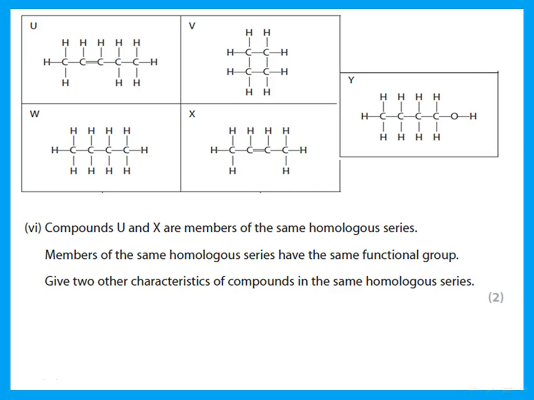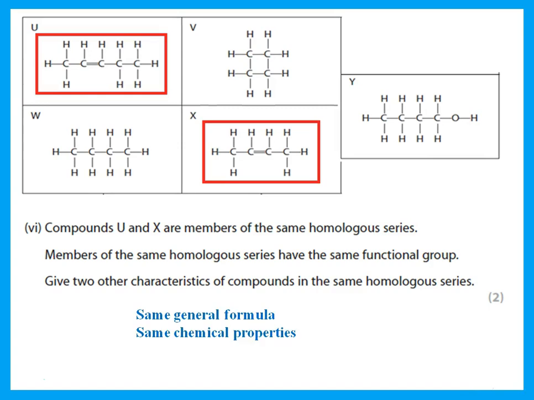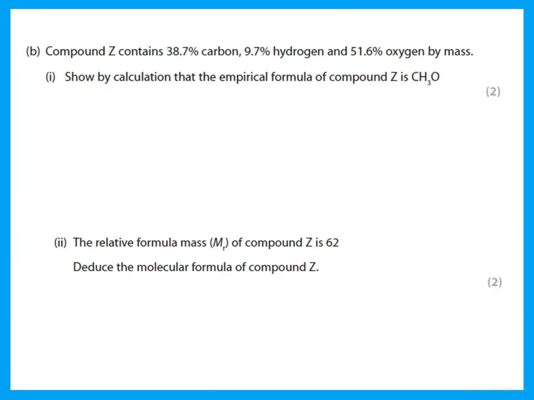Now, members of the same homologous series will have the same functional group, so he already mentions that. Please don't mention it again. He already mentioned same functional group, and he wants 2 other characteristics. You should write same general formula, same chemical properties. So these 2 are alkenes. They have the same functional group, the same general formula. Remember that the general formula of alkenes is CnH2n. They have similar chemical properties because they will do the same types of reactions. And we said alkenes do addition reactions.